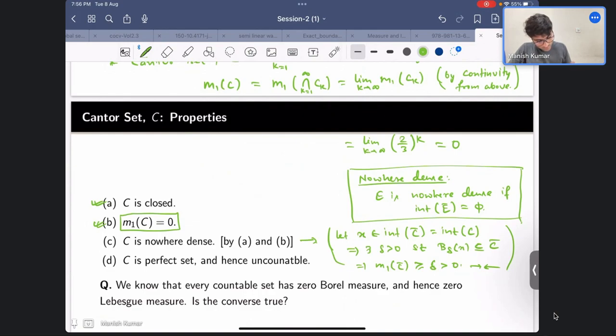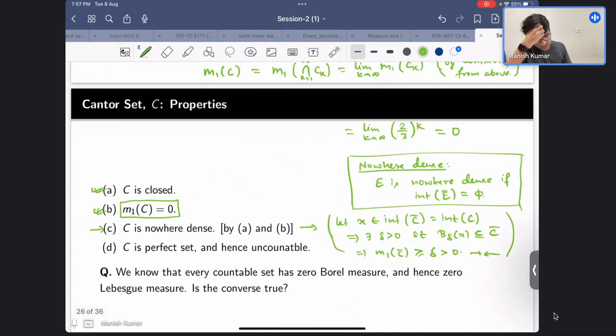Okay, so this was just an additional comment. This we will not need for our purpose. So this is just an additional comment. Okay, let us see whether C is a perfect set or not. So this is the first thing.